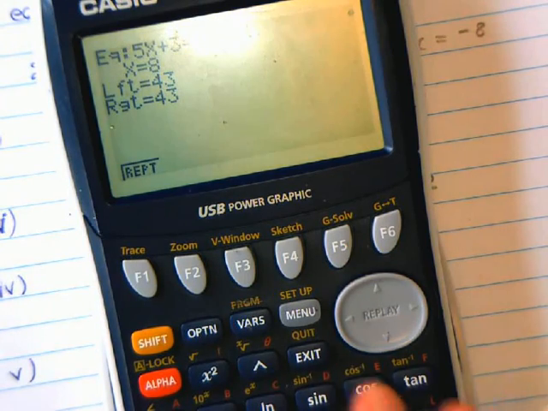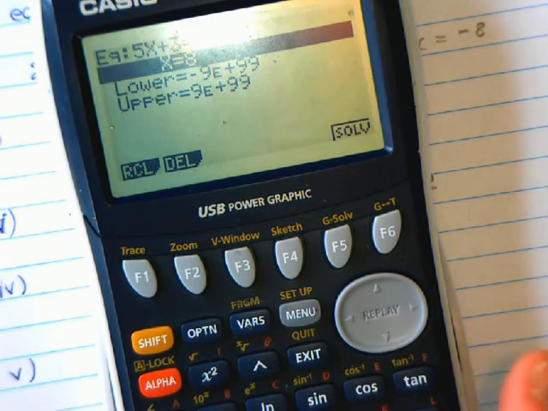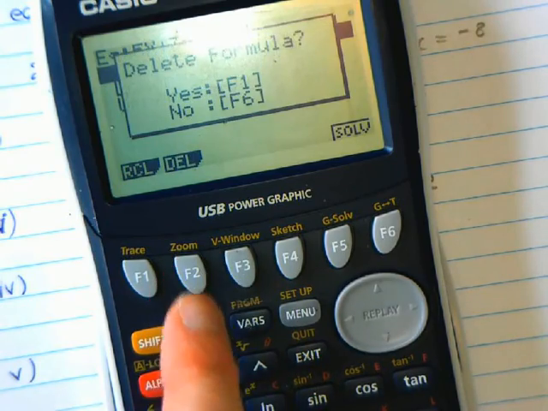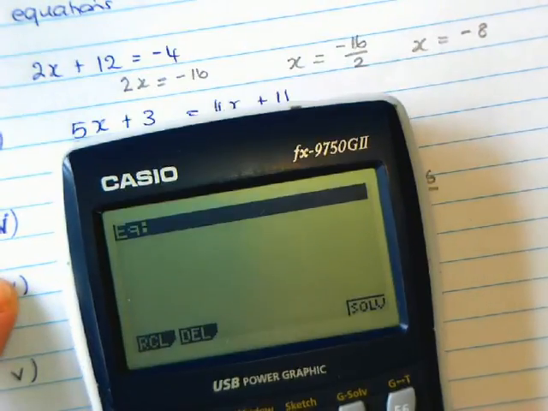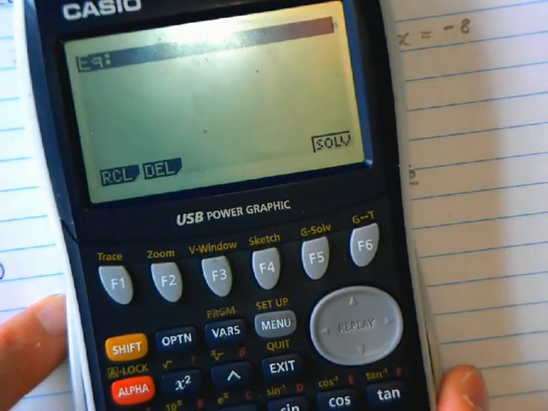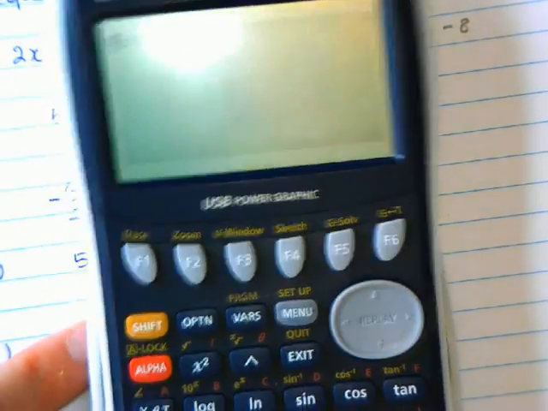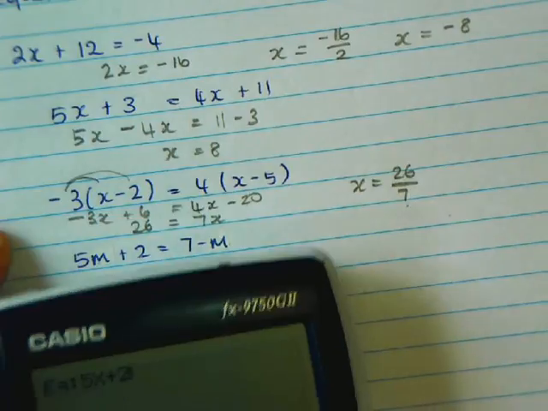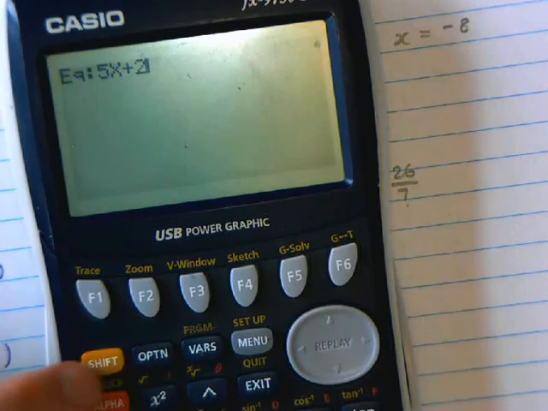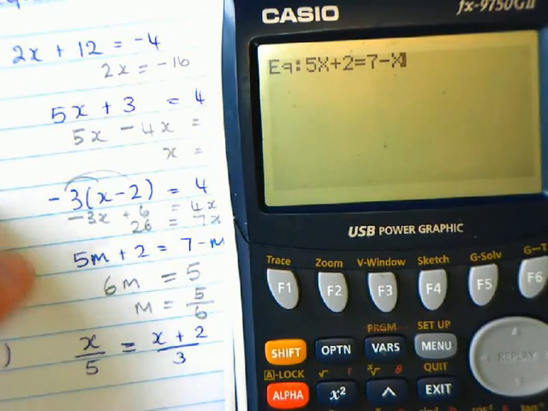If you want to just try that again with your calculator, so here you'd hit exit. That would take you back to there. You can delete, so delete F1, deletes that formula. So we're going to put in the formula again, and this one was 5m, using x obviously, plus 2 equals 7 minus m. So equals 7 minus m.